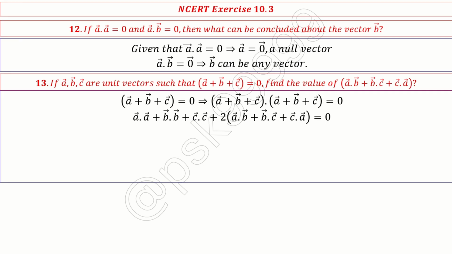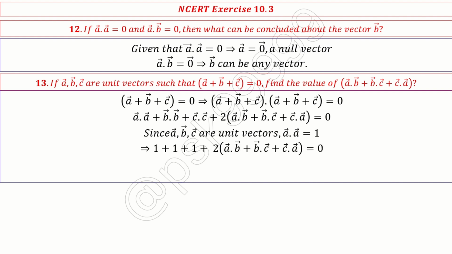Since a, b, c are unit vectors, a dot a will be 1, because the magnitude is 1, so the magnitude squared is also 1. So 1 plus 1 plus 1, 3. Correct. So a dot b plus b dot c plus c dot a will be minus 3 by 2. Okay, this is the value.